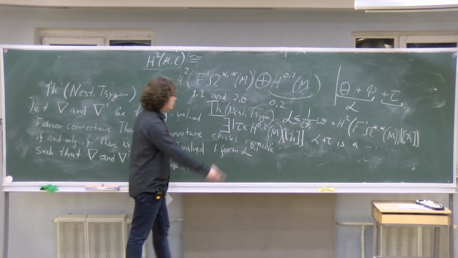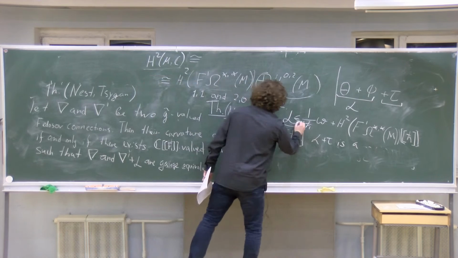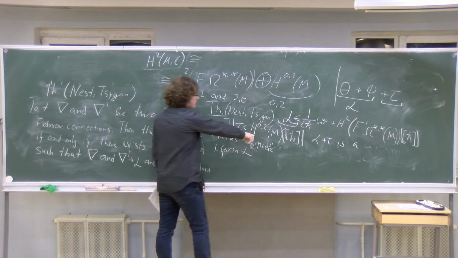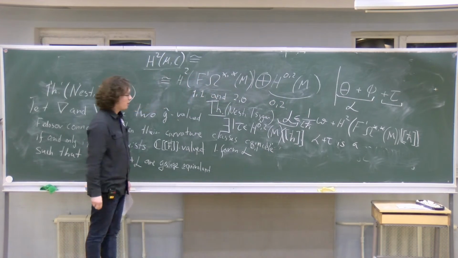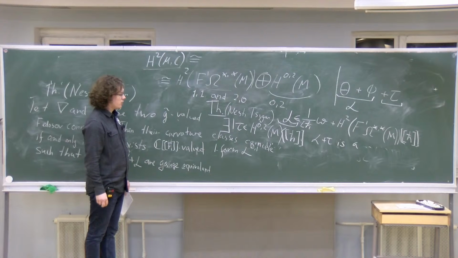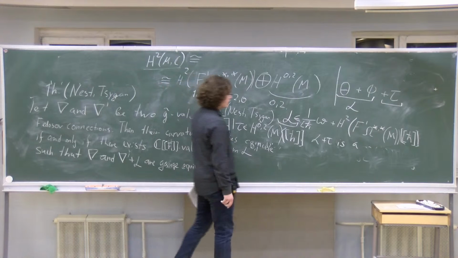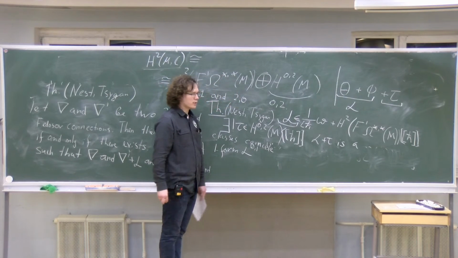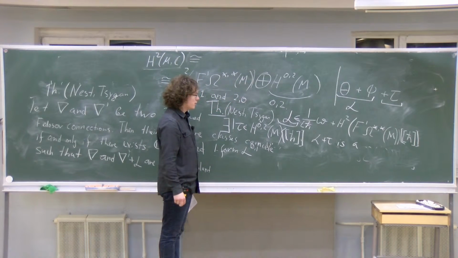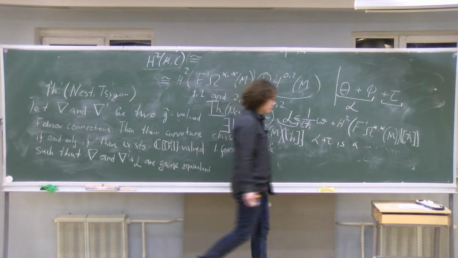We have a Fedosov connection splitting and this element, then there exists a unique cohomology class. I don't think we have a Fedosov connection. I think, suppose we have a splitting and we have a class alpha in this cohomology. Then there exists a unique class tau in H02 such that alpha plus tau is a characteristic class, the curvature class of the Fedosov connection.